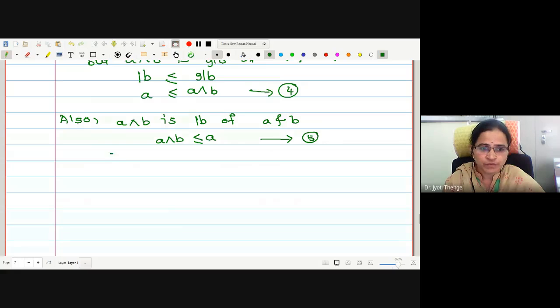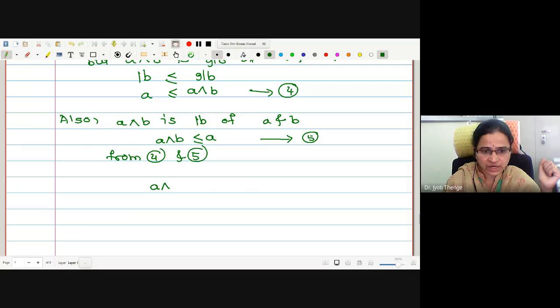Therefore, from 4 and 5, both relations hold. Therefore, one can write A meet B is equal to A.